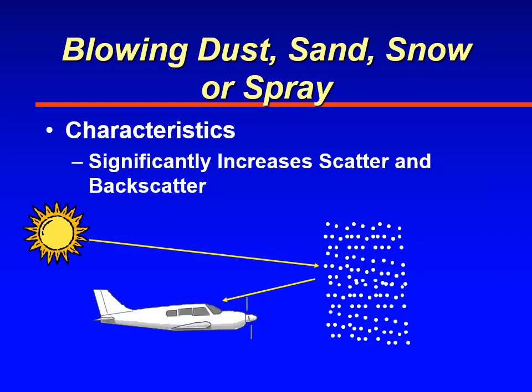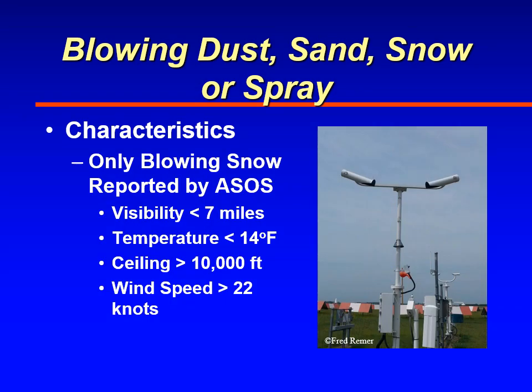Once again, backscatter is a concern with any of these blowing phenomena, especially blowing snow. If you've driven in North Dakota or Minnesota in the wintertime, you're probably familiar with the reduced visibility as a result of the backscatter. And the only thing that's reported by the ASOS machine would be blowing snow. All the other phenomena have to be reported by an augmented station. But there is an algorithm for blowing snow. You don't need to memorize it, but when the visibility is less than 7 miles and the temperature is less than 14 and the ceiling is more than 10,000 feet and the winds are more than 22 knots, they'll call it blowing snow.